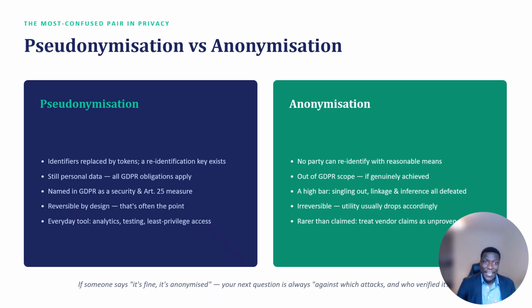Anonymization, on the other hand, is a different animal. No party using reasonable means can re-identify that data. Singling out, linkage, inference, all defeated. So anonymized data, or anonymization, means the data can never be used to identify an individual or a set of individuals. And with pseudonymization, the data can easily be used to re-identify.